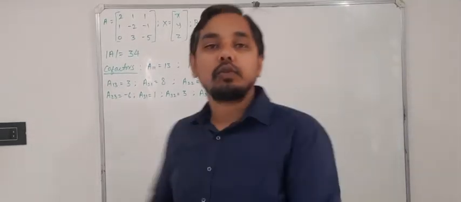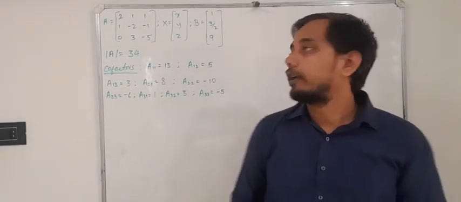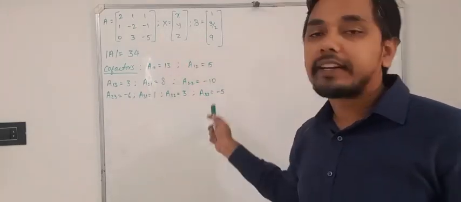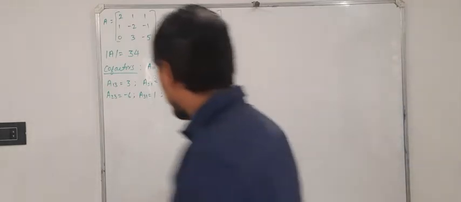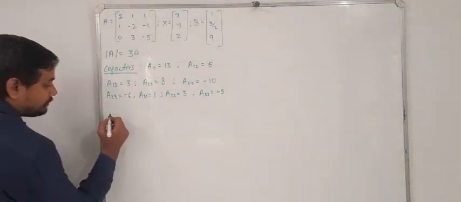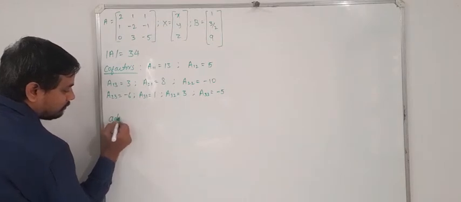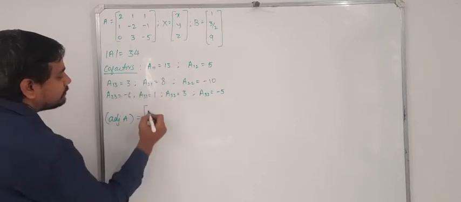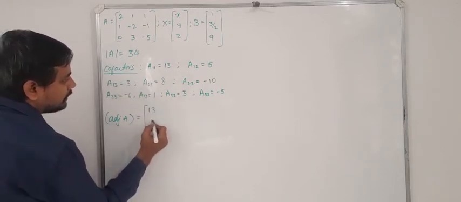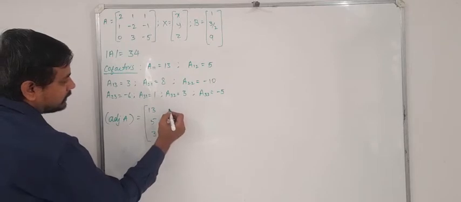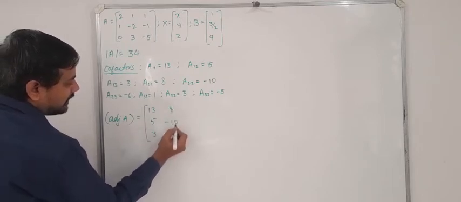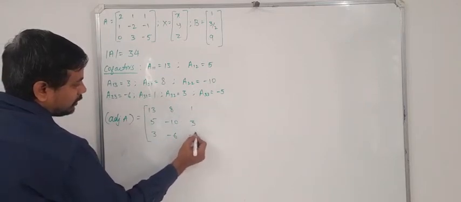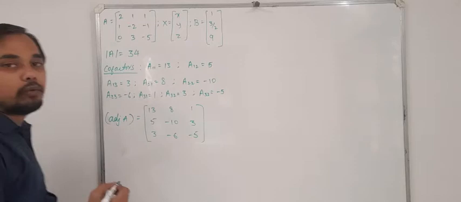So friends, let's continue the same problem. I reproduce the required data here. These are the cofactors we have found out, right? So now adjoint A, I will write it directly: 13, 5, 3, 8, minus 10, minus 6, 1, 3, minus 5. This is the adjoint A value.